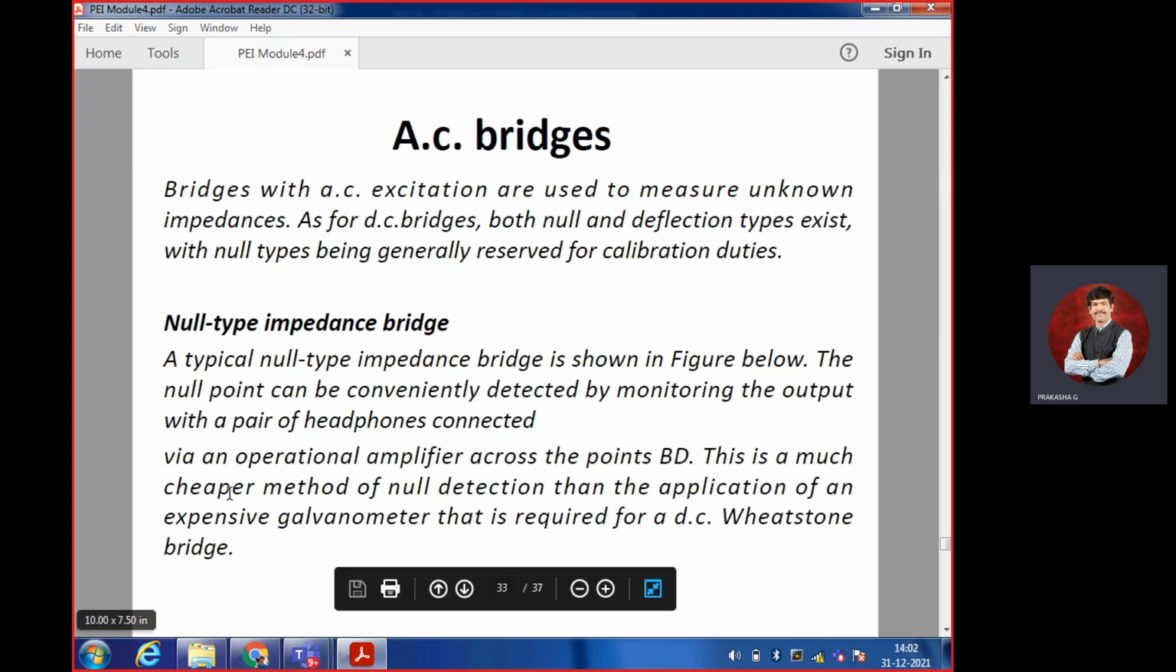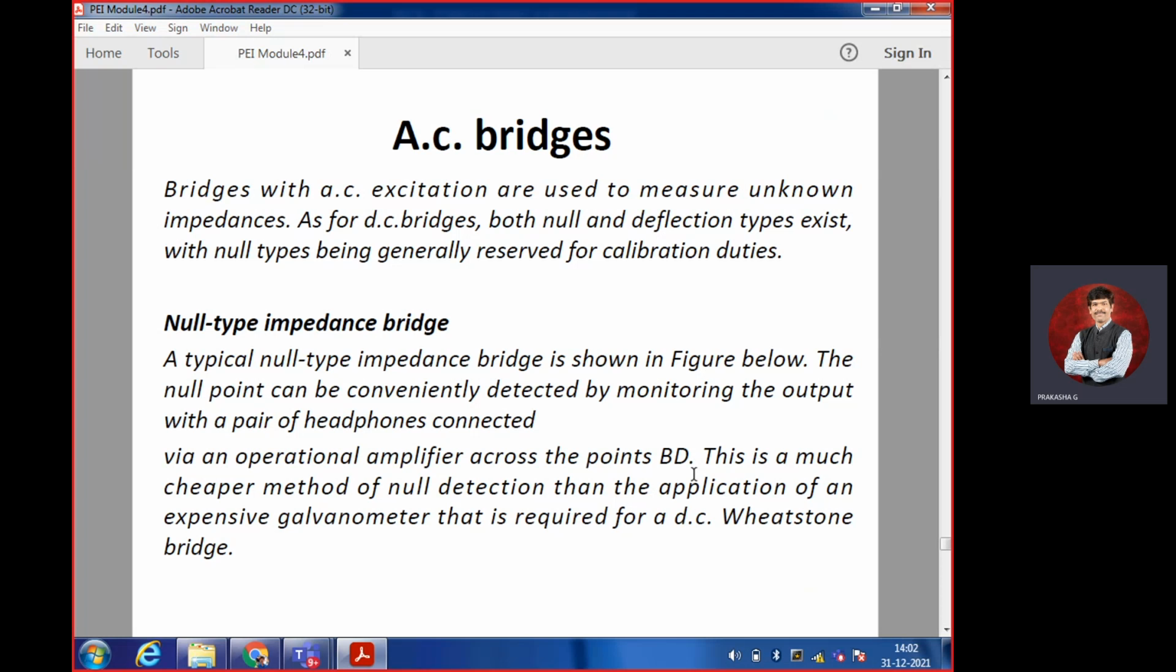Across the points B and D, we are going to connect the headphone. This is the headphone. Instead of a galvanometer, I am connecting the headphone over there. This is a much cheaper method for null detection than the application of an expensive galvanometer, which is required for a DC Wheatstone bridge.